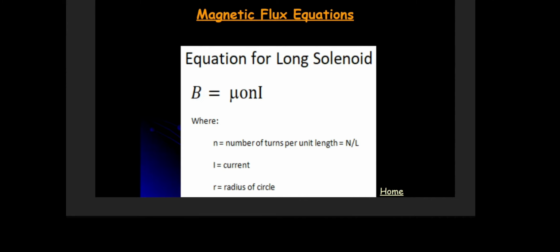All right, so we use this one, the magnetic field strength is equal. Let me try it on the whiteboard. The equation that we use was B is equal to mu naught N I.